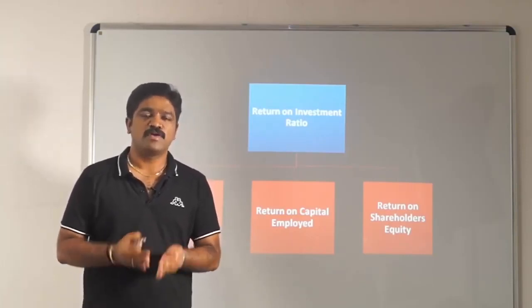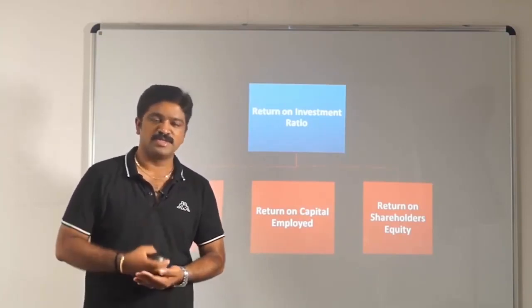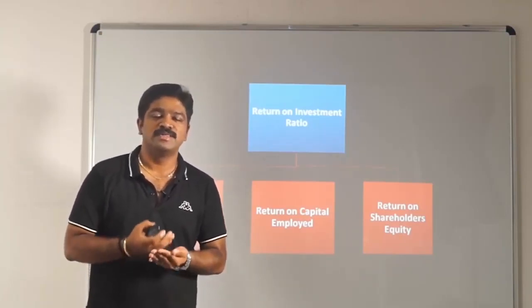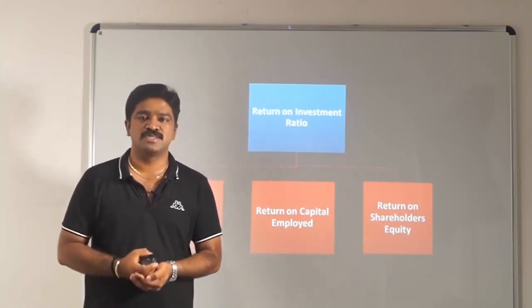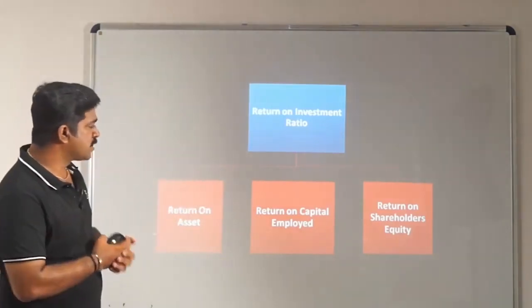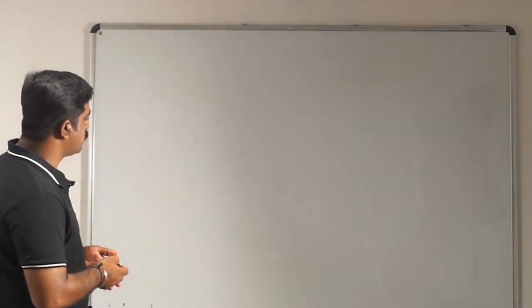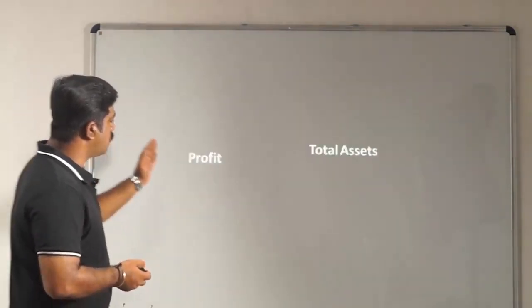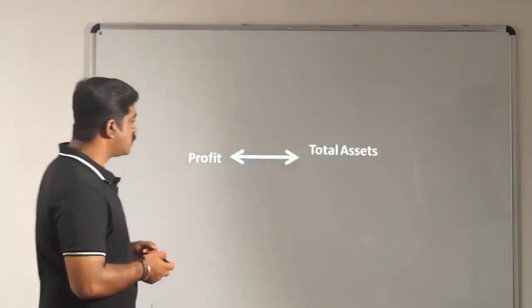So whether the profit on sales is lesser or greater is not an issue, but whether the return on investment is matching the expectation of the investors is an issue. Okay, so that's what we are going to understand from these 3 sets of ratios. The first one is return on asset. Let's focus on that. In return on asset, what we do is we compare the profits with total assets.